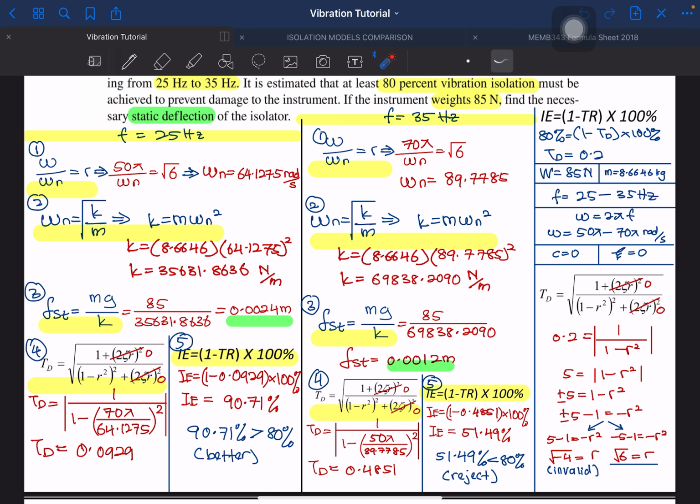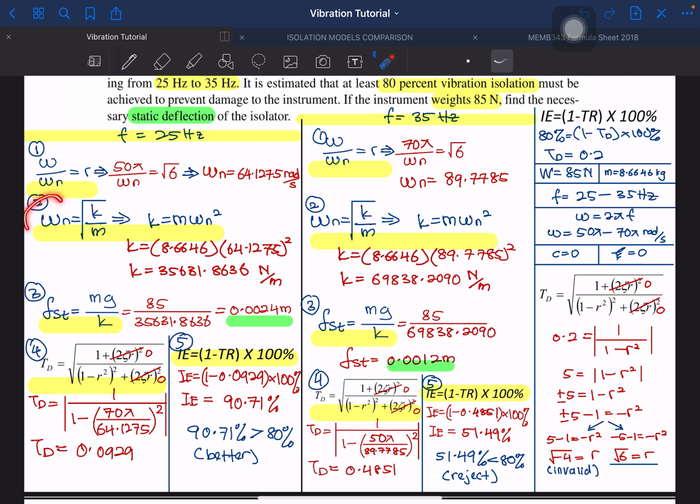We want to find omega n. So bring omega, which is 50 pi, and the 70 pi to the other side, divided by the square root of 6. You'll get your omega n at the respective frequencies.